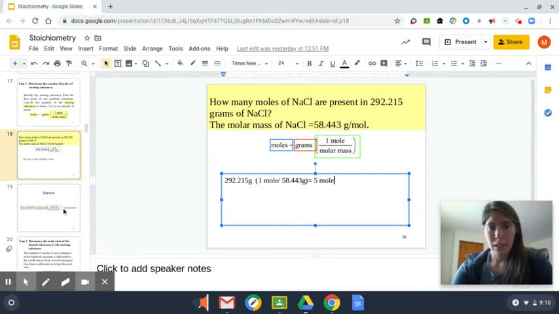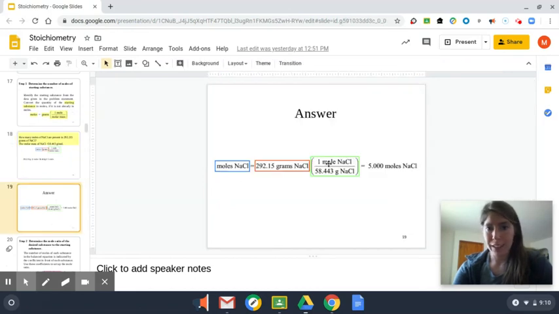Okay. Again, here we go. This is how it's supposed to be set up. You get 5.00 or just 5 moles of sodium chloride.